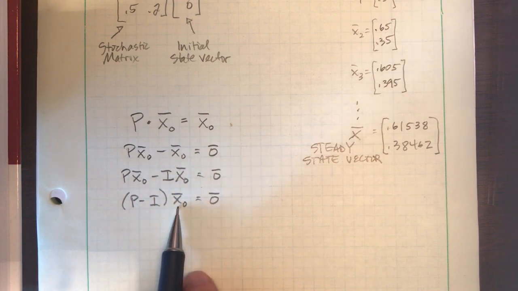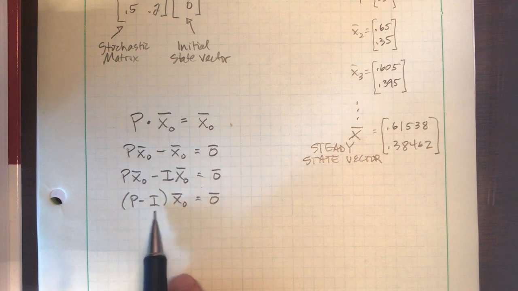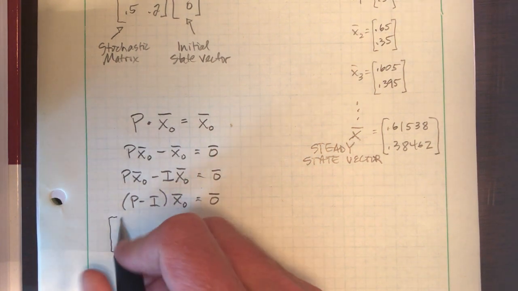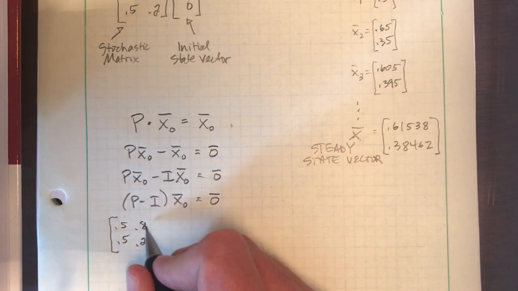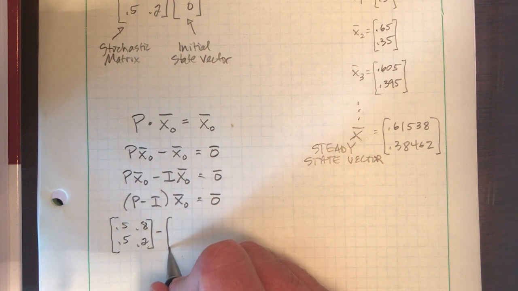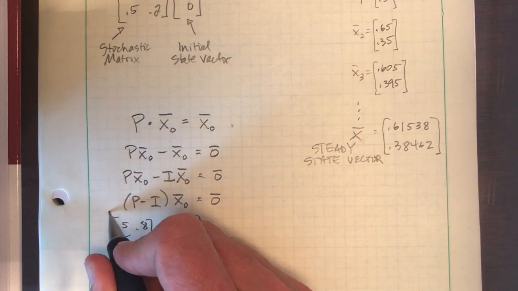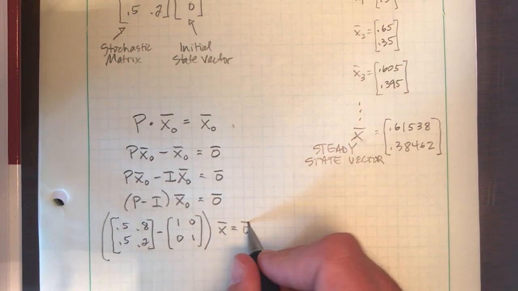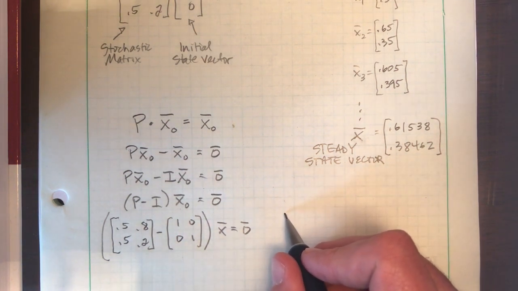So we still have the structure we've come to know and love in this class: a matrix times a vector equals a vector, in a special case the 0 vector. Let's take a look at this. What is P minus I? Well, in this problem, it was the matrix 0.5, 0.5, 0.8, 0.2 minus my identity. That's just some big matrix, so let's go ahead and subtract it over here. What do I have then?